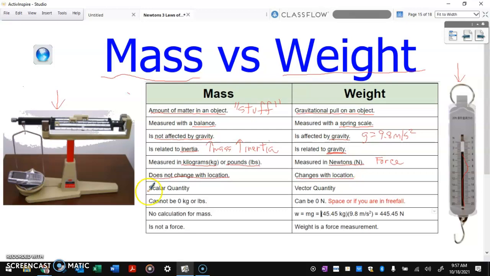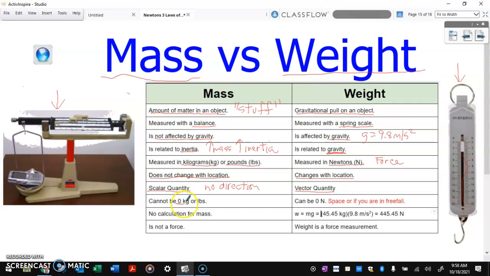Mass is a scalar quantity, so direction is not important. However, weight is a vector quantity, which has both magnitude and direction. It's important to note that you are being pulled downward when you stand on the surface of the Earth.